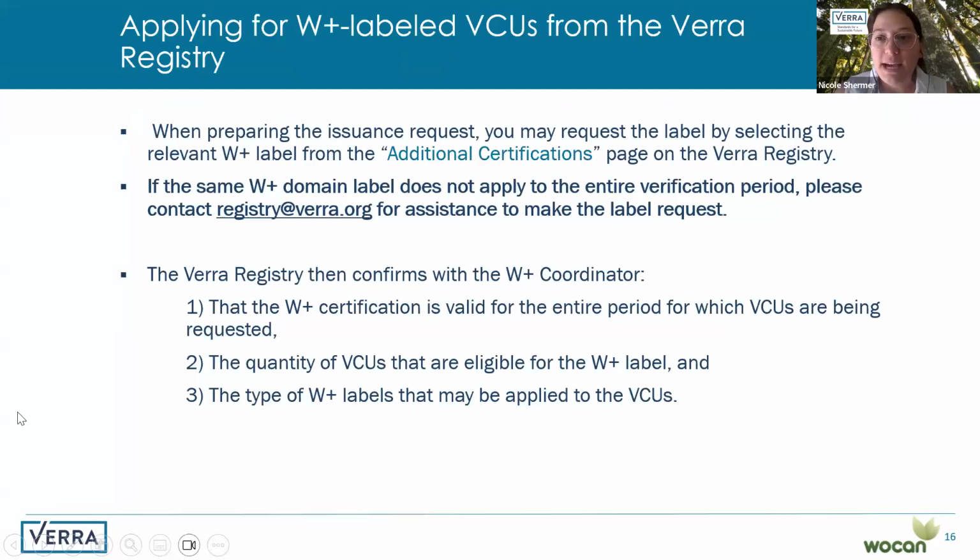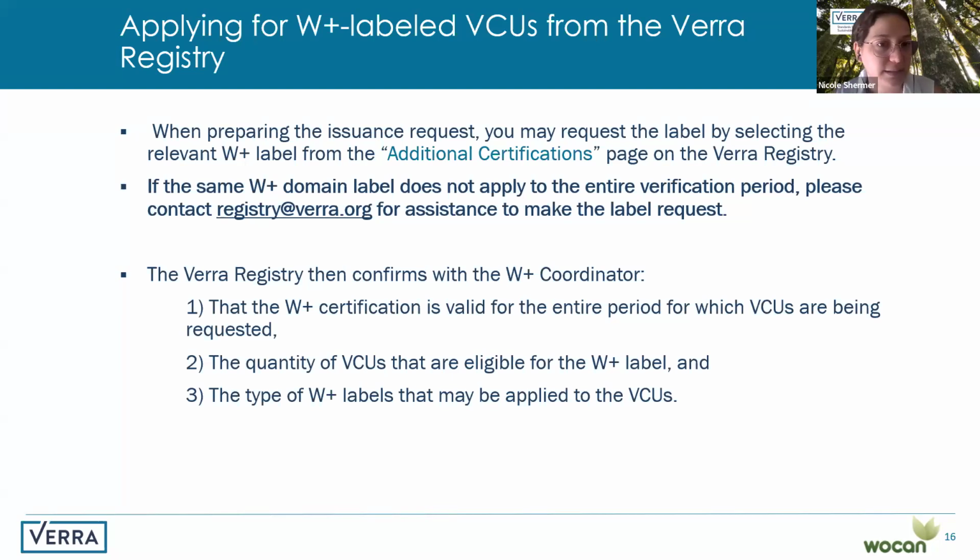So that is at the registration and verification stages that I just talked about. Now I'd like to talk a little bit about the issuance stage, because the issuance stage for a VCS project is actually where you get labels for the VCUs that are issued. And so requesting labels for VCUs on the Verra registry for W+ is the same process for requesting any label from the Verra registry. So you select the label that you're requesting by selecting it on the additional certifications page of the Verra registry.